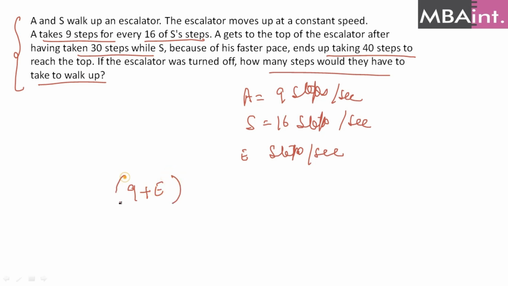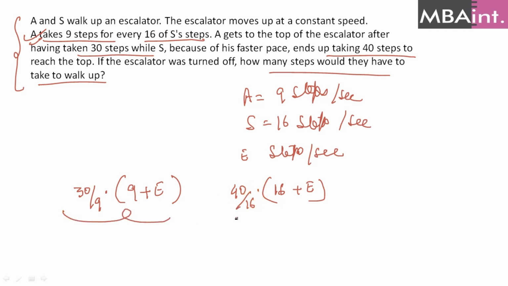Now, they are doing it in what time? They are doing it in 30 upon 9. So I'm taking this for this guy A, right? Now the other fellow is doing 16 steps plus the speed of the escalator, right? Okay, so his speed plus the speed of the escalator. And at what time does he do this? 40 upon 16, right?